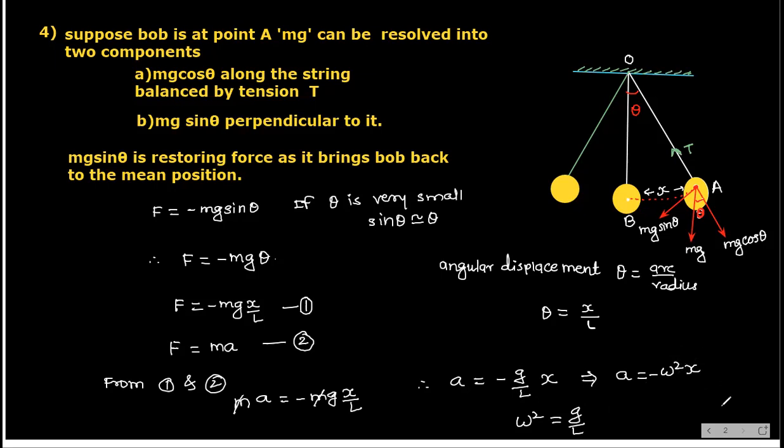Okay, right? So see how I am writing. See what we got. A is equal to minus g by L into x, and if I consider that g and L are constant, A is directly proportional to x, and opposite to direction. So that's why I'm writing one sentence here.